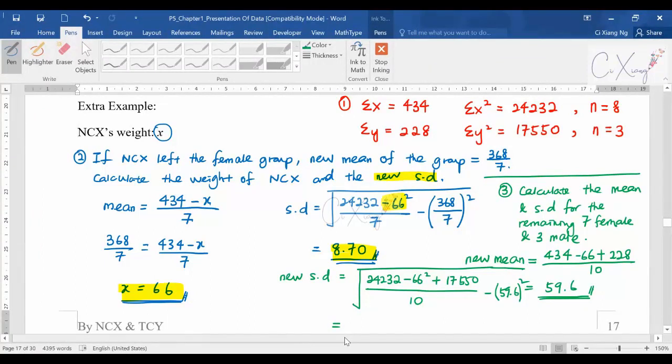Okay, so if I didn't make any careless mistake, when I press the answer like this, I get 13.8.